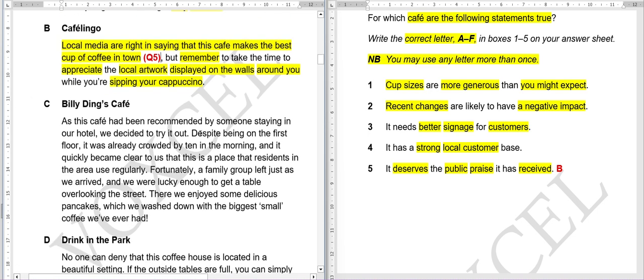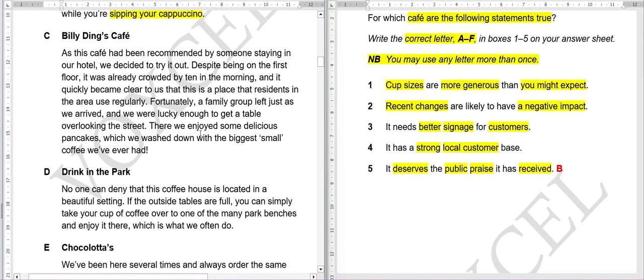So moving on to the C paragraph. Billy Dink's Cafe. As this cafe had been recommended by someone staying in our hotel, we decided to try it out. So this cafe was recommended by a person that was staying in the particular hotel where this reviewer was staying. So they decided to try this cafe out.